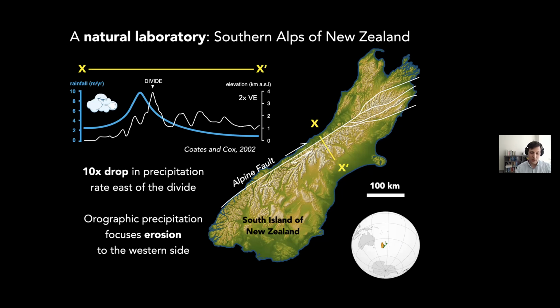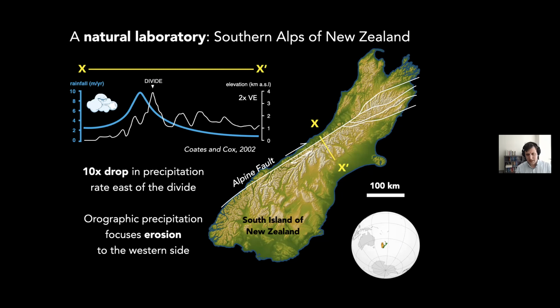basically orographically force a lot of precipitation along the western side of the mountains and not on the eastern side. And so you have a dramatic drop in the total precipitation rate as you move across the mountain range. It's in some cases as much as a 10-fold decrease, from up to 10 meters per year down to less than 1 meter per year from west to east.